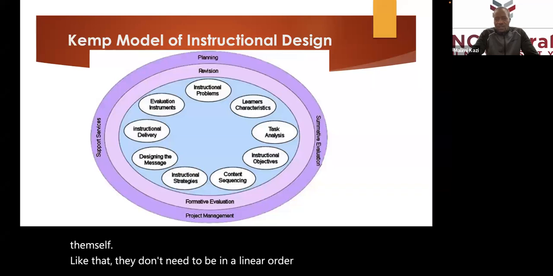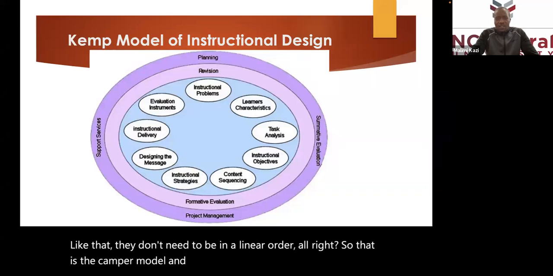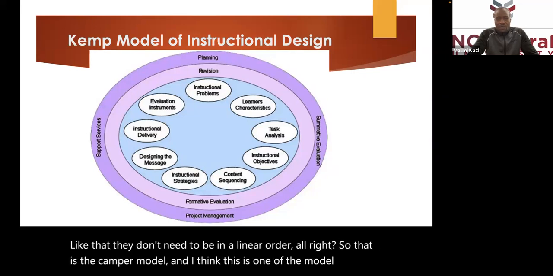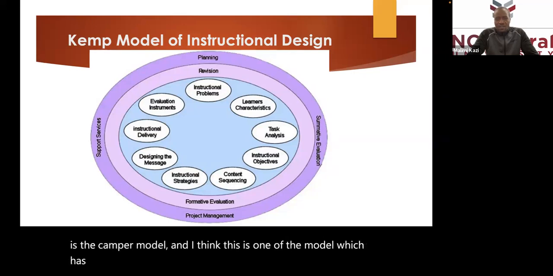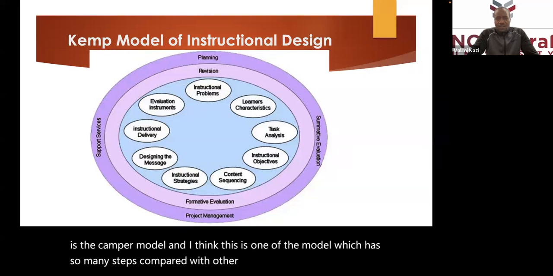All right, so that is the Kemp model, and I think this is one of the models which has so many steps compared with other models like the ASSURE model.